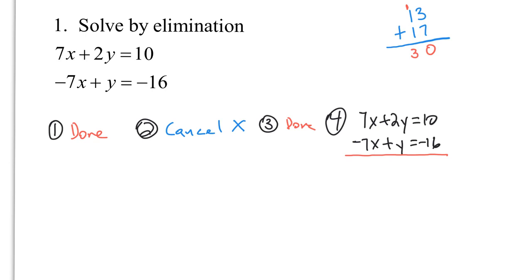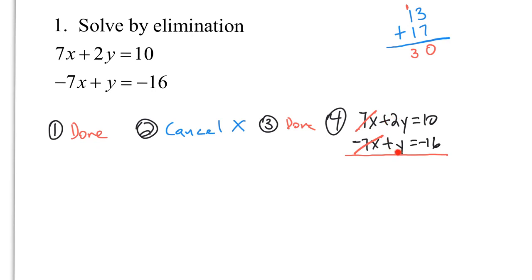We are going to add, but remember that we do have x's and y's, and we have constants. So you are going to add like terms. You're going to combine like terms: the x's with the x's, the y's with the y's, and constants with the constants. So first of all, I know that the x's are going to cancel. That's going to equal 0. You don't have to write down the 0.